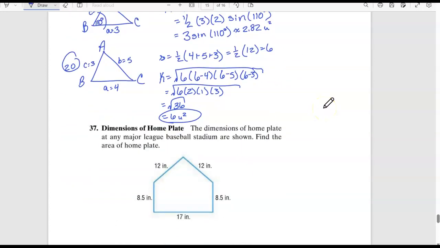Okay, let's look at a word problem. I said we want to find the dimensions of home plate. They're asking us to find the area. So they've given us the dimensions. I'm going to divide this into 2 different figures here. I've got a triangle up here, and we know that this is going to be 17 inches for the base of that triangle because the bottom of this pentagon, which is a 5-sided figure, is 17. So I'm going to call this area 1. I'm going to call this area 2. Area 1 is a triangle, and we could use Heron's.